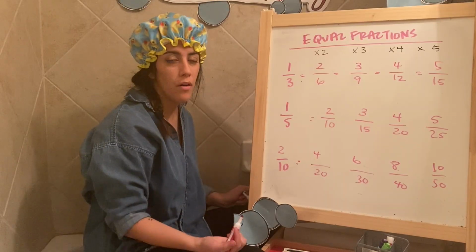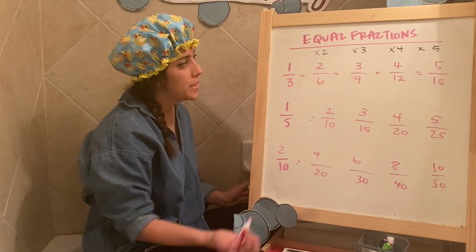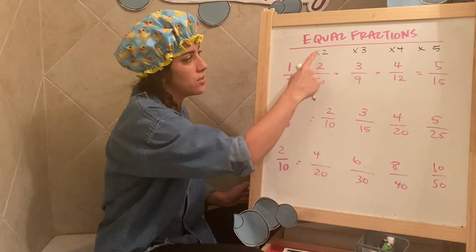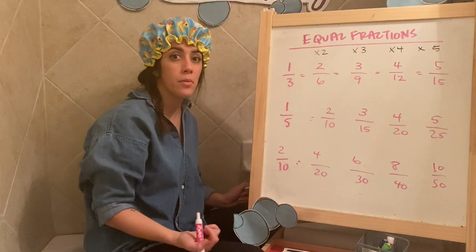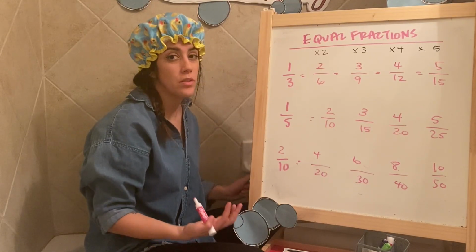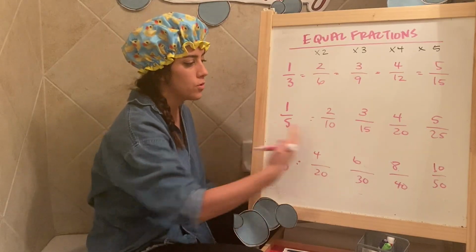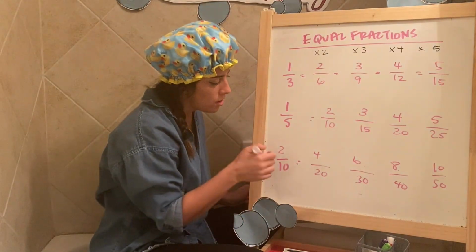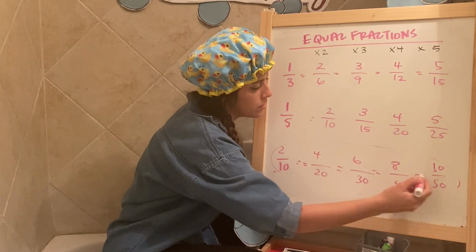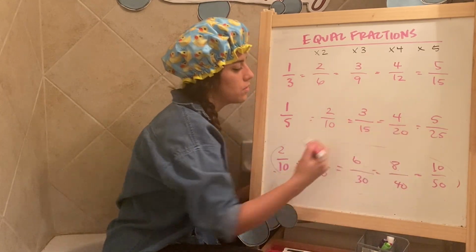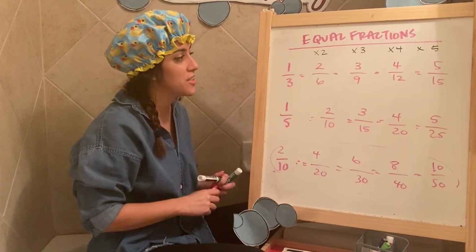However you want to put it together, that's totally fine. But you can just make a chart and make sure that you're multiplying by the same number at the top and the same number on the bottom, which has to represent a whole. So 2 over 2, 3 over 3, 4 over 4. You can just multiply and make a chart this way. Everything in this row equals each other. Same thing here in this row. So that's just another way to figure out equal fractions.